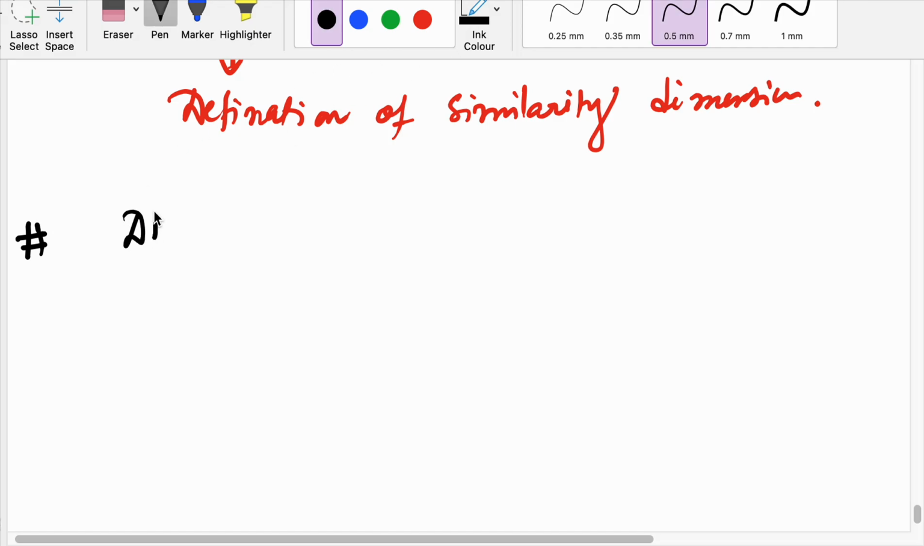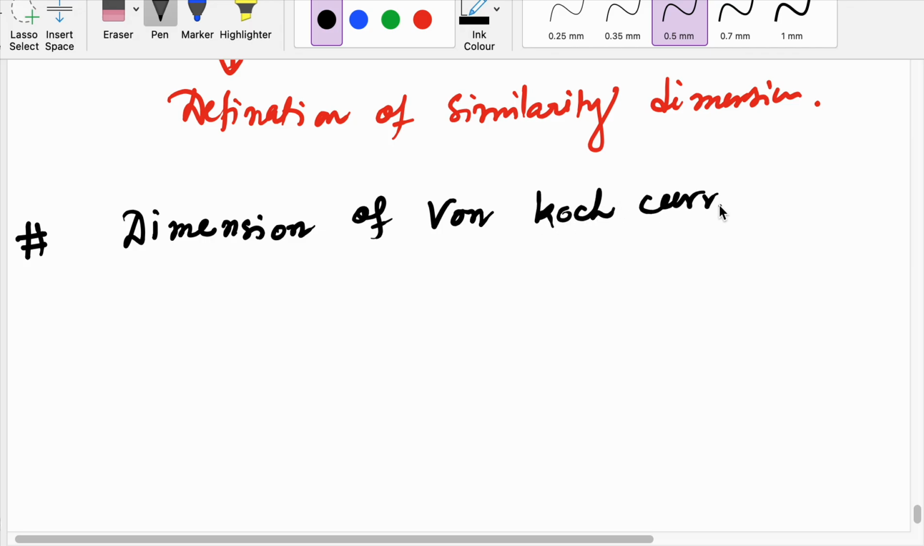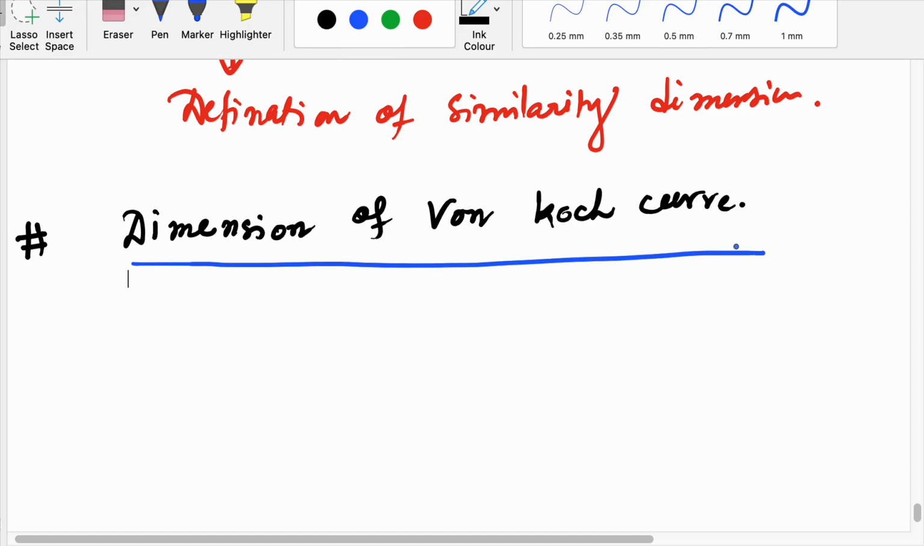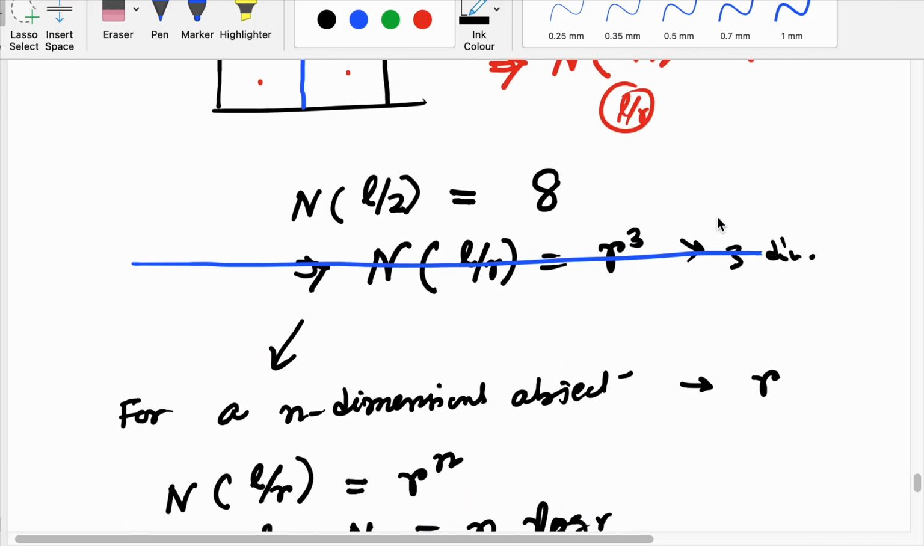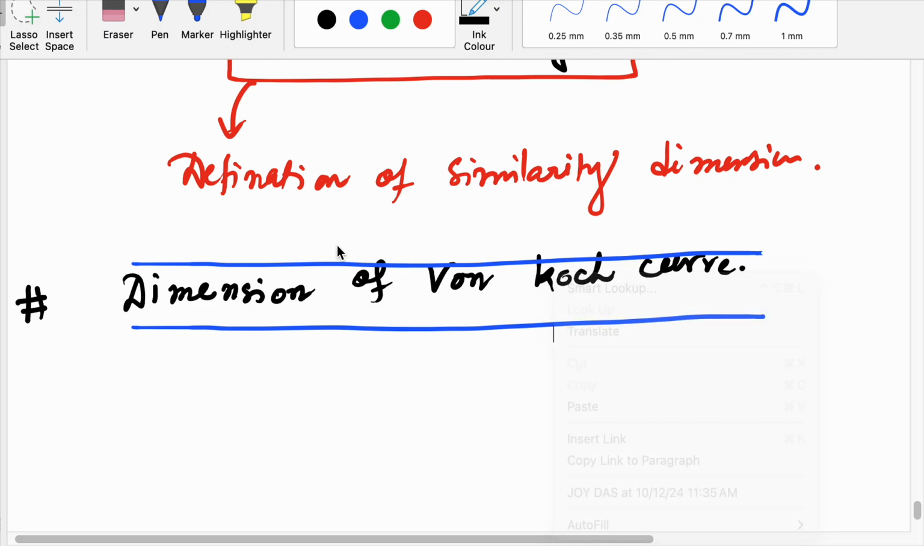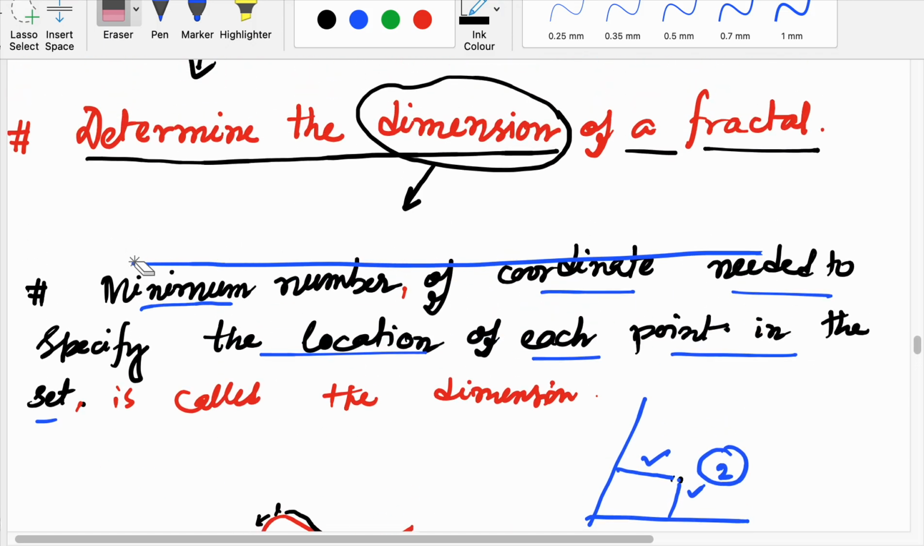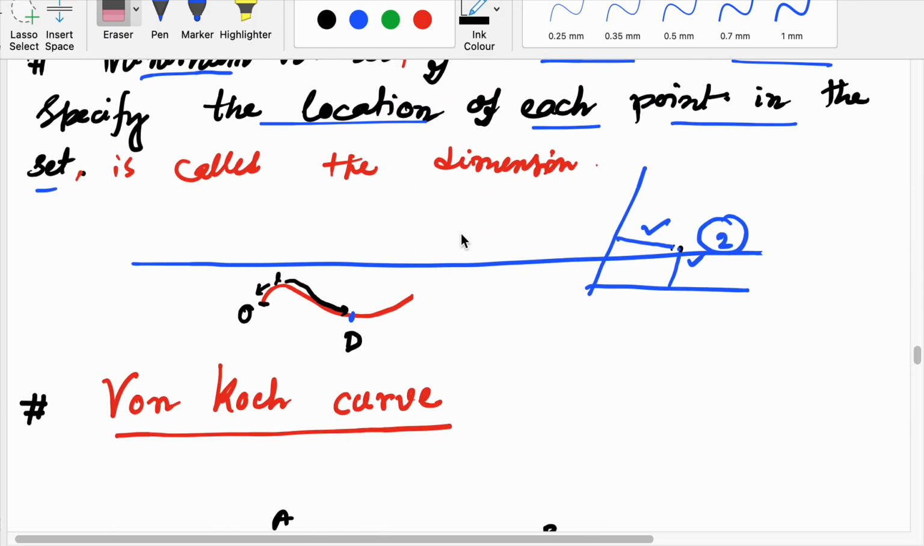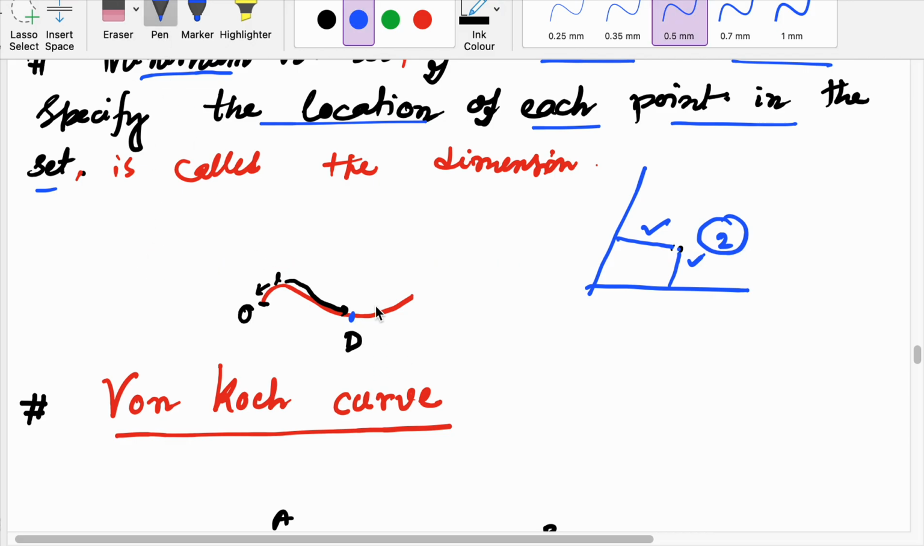Previously we saw that it can be expressed in terms of one dimension. Let's see.